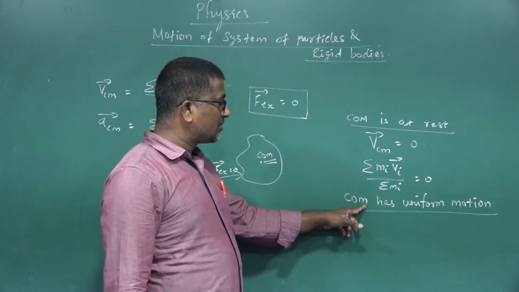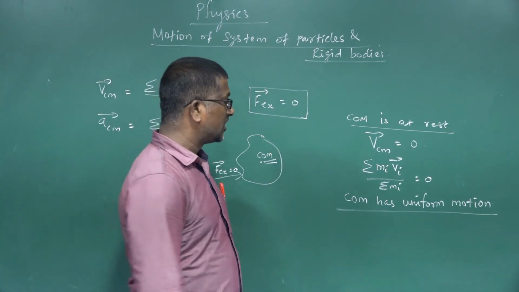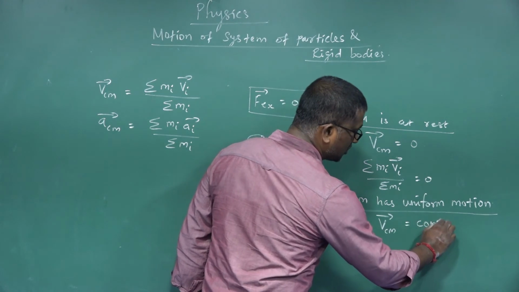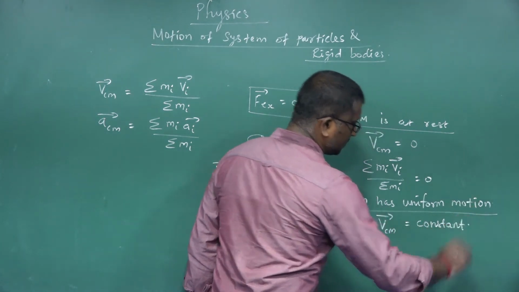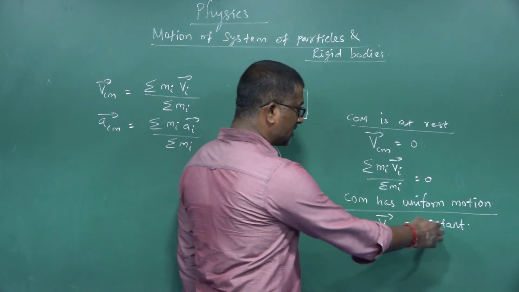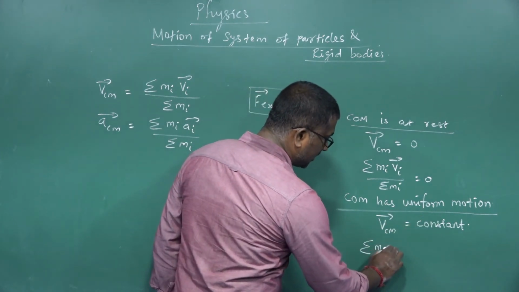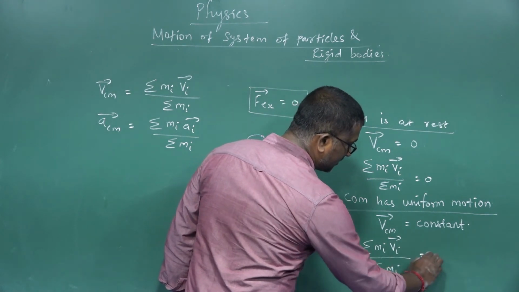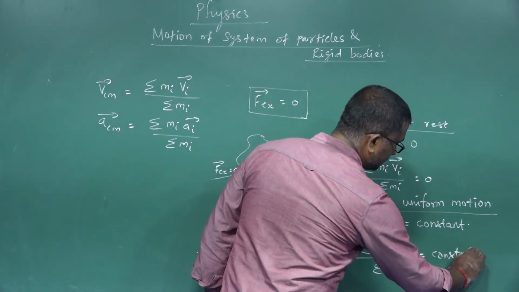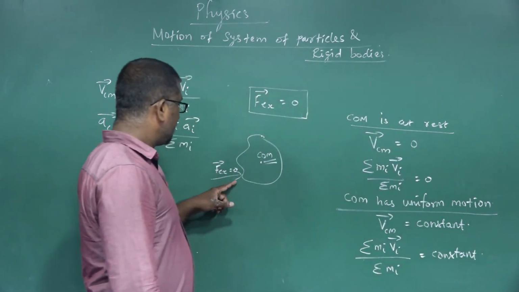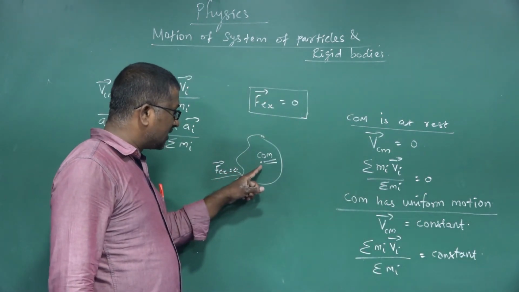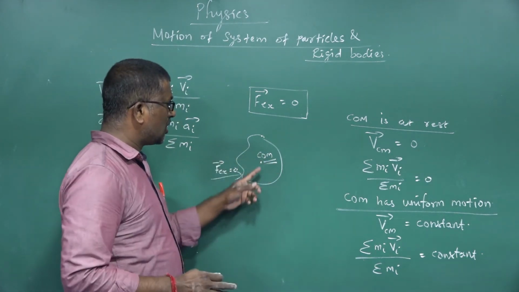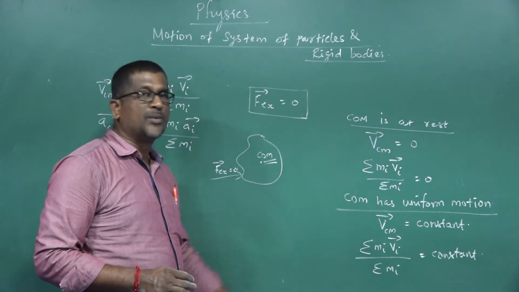If the center of mass of the rigid body has uniform motion, then the velocity of the center of mass of the body is always a constant. So V_CM vector is equal to constant, or summation m_i V_i vector divided by summation m_i is equal to constant. Even if there is no external force acting on the rigid body, it may be in the state of rest or otherwise it undergoes uniform motion.